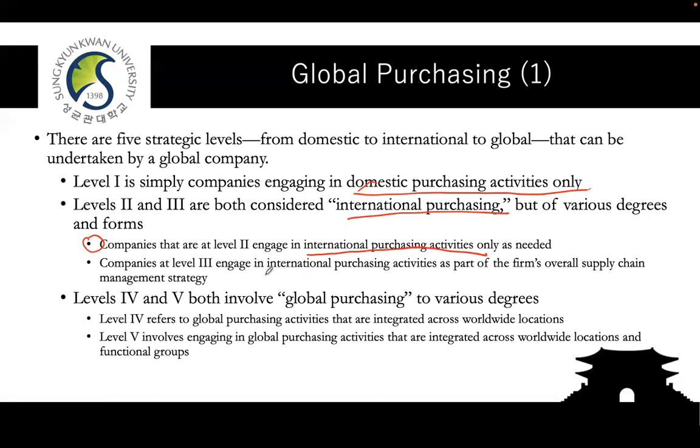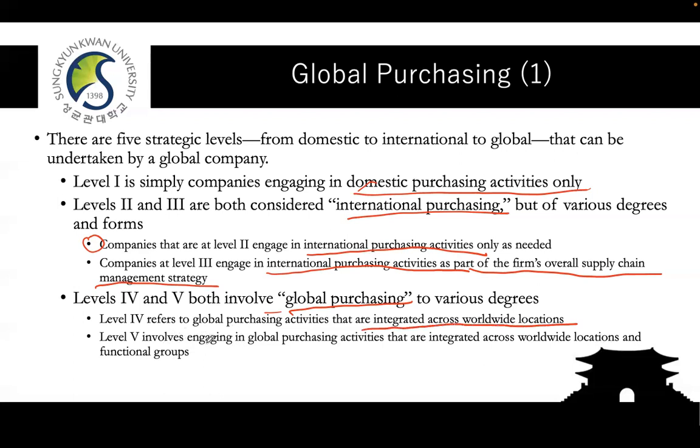Level 3 is deeper, right? Not only international purchasing activities, but also the overall supply chain management strategy, right? Part of the global supply chain management. Level 4 and 5 are more global purchasing. We buy it everywhere. So international purchasing is more limited in the sense that we have a certain country or a certain region that becomes the norm or the common practice for our purchases. But global purchasing means we don't care about the country boundaries anymore, and they are integrated across worldwide locations.